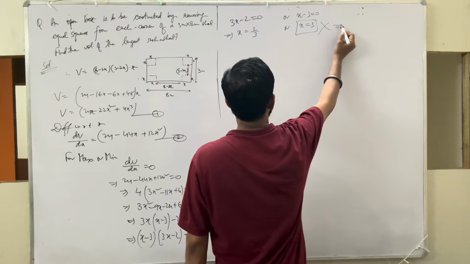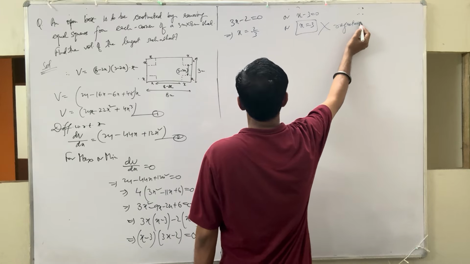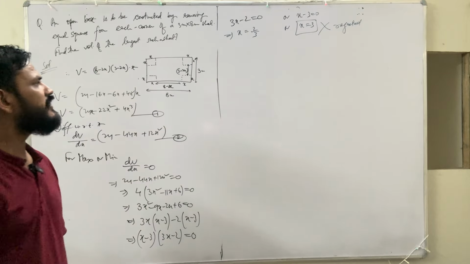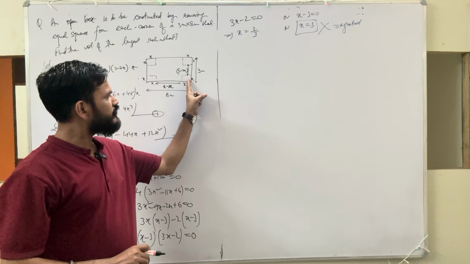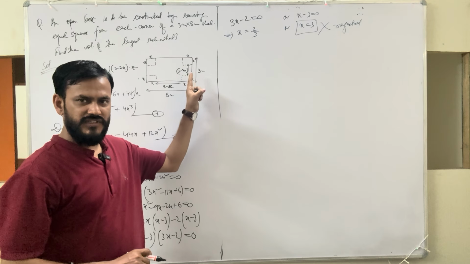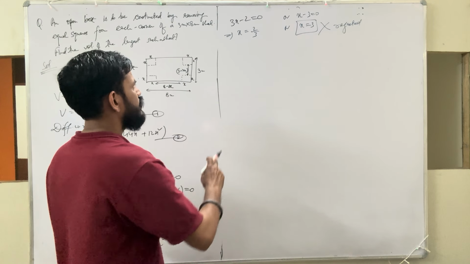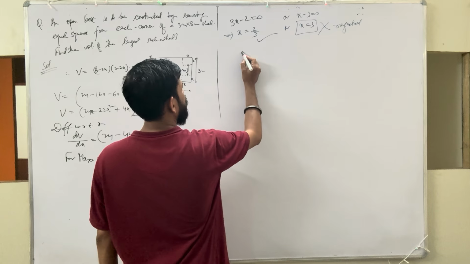So we reject this. Why is it rejected? Because the breadth of the sheet is 3. You cannot take off 3 meter squares from this breadth. So the x will be 2 by 3.